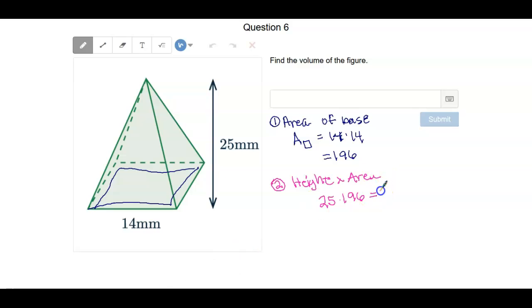And then because this one has an apex, the last step that we're going to do is divide by 3. So we're going to take that 4,900 and divide that by 3. And I think it gives us about 1633 and a third. So that would be the volume for this whole pyramid right here.